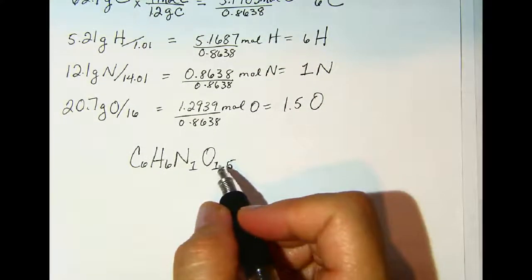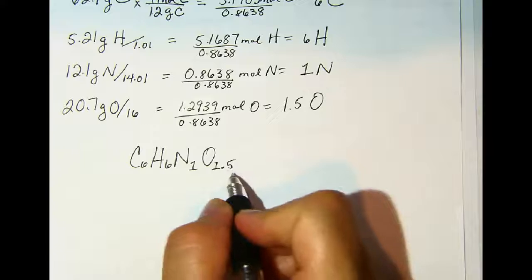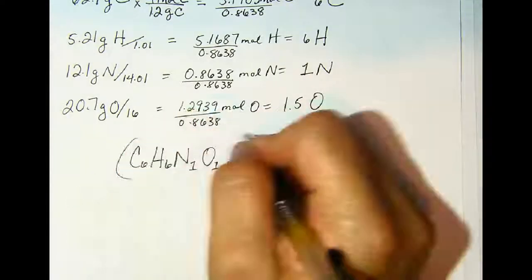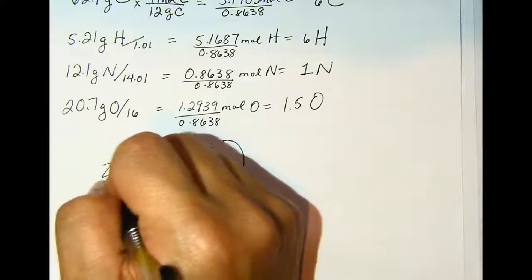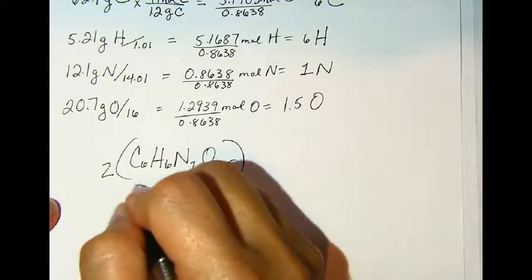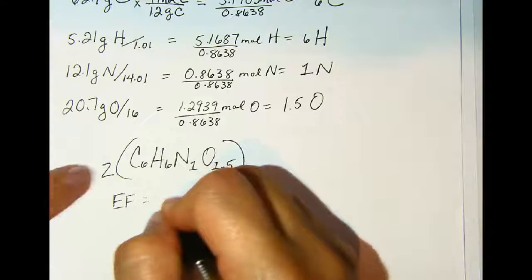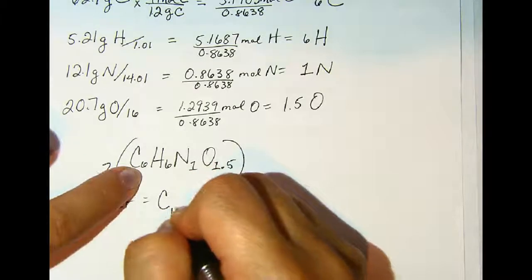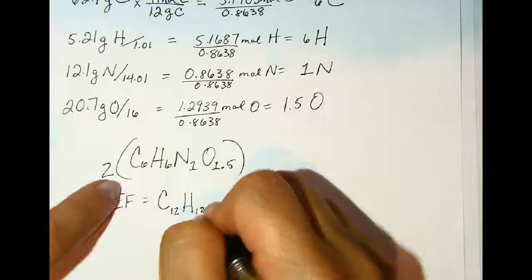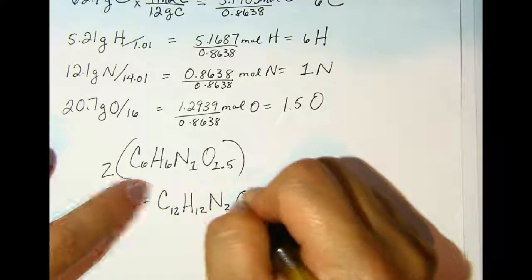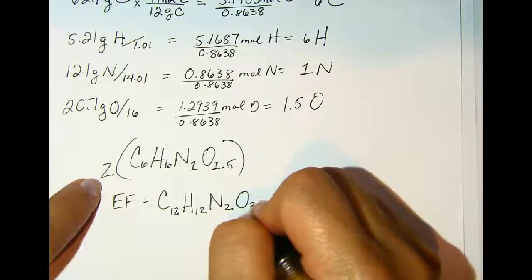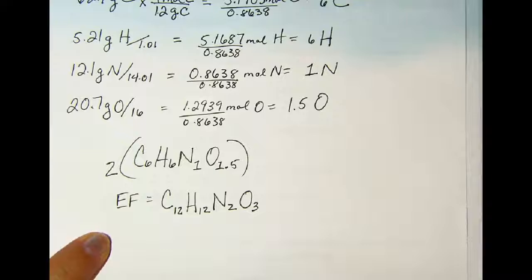However, we don't want to permanently keep it, so in order to get rid of a half, you simply multiply all of your subscripts by 2, and that'll get rid of the half, and so we end up with an empirical formula of C 2 times 6 is 12, H 12, N 2, and 2 times 1.5 is going to equal 3. And so this is our final answer.